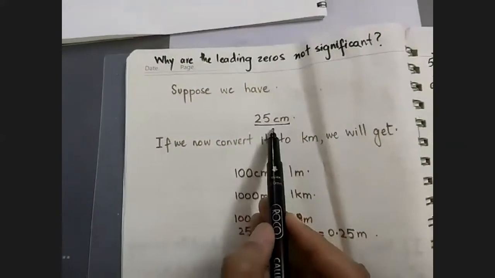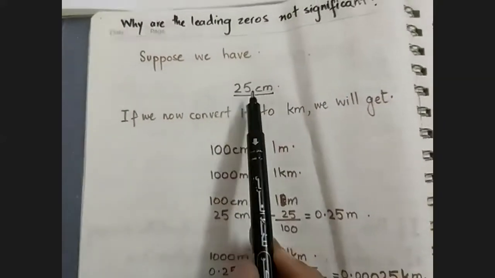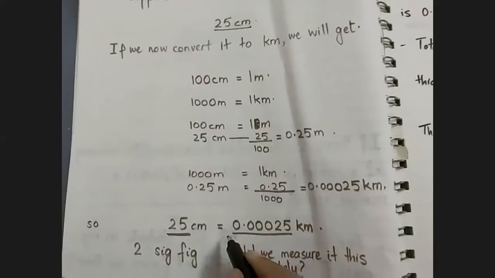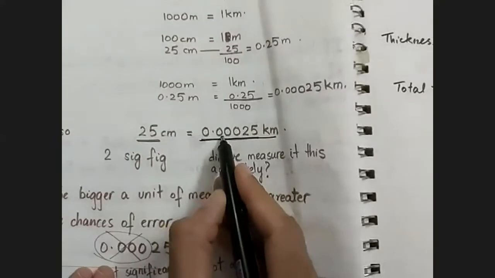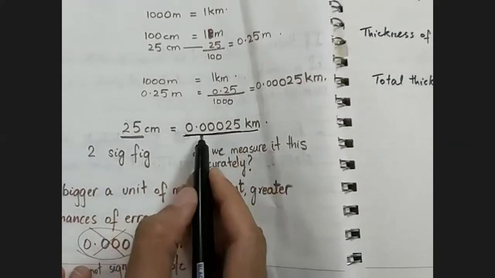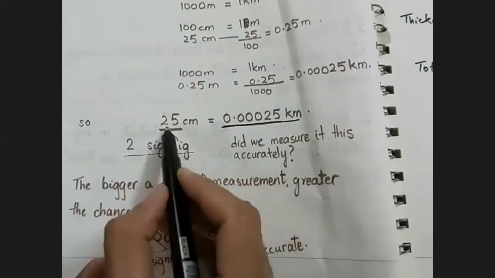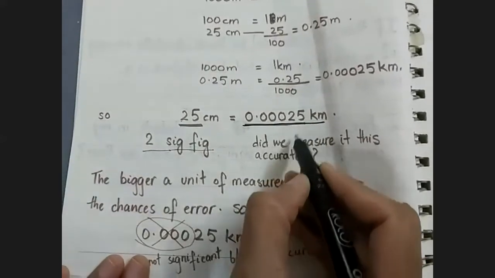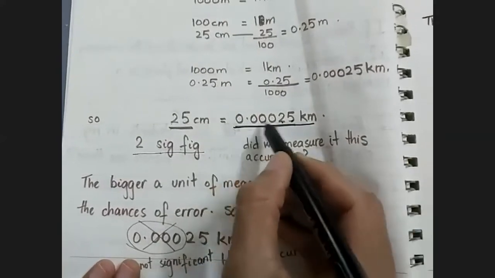Now, if I want to convert this into kilometers, I get 0.00025. So from 25 centimeters, I got 0.00025 kilometers. How many significant figures are there in 25 centimeters? 2. And how many significant figures here? Again, 2. But what I'm trying to explain here is, why am I not counting these leading zeros?